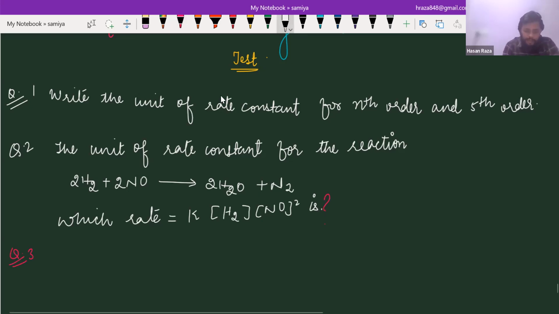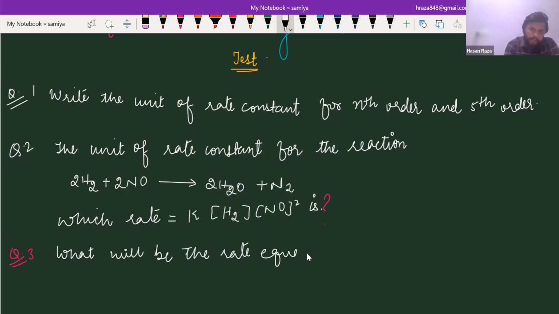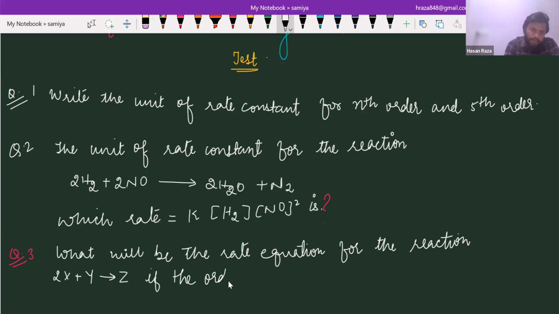Question number 3. What will be the rate equation for the reaction 2X plus Y that will give you Z, if the order of reaction is Z?